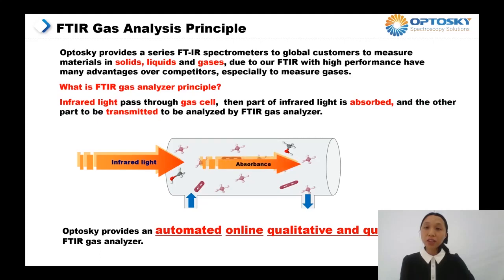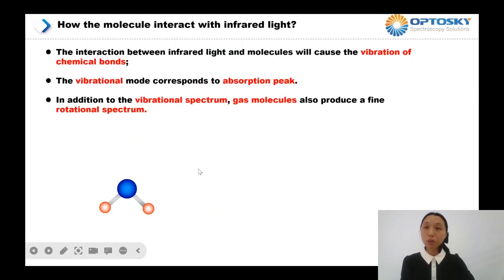Firstly, infrared light passes through a gas cell, and part of the infrared light is absorbed while the other part is transmitted and analyzed by the FTIR spectrometer. We provide automated online qualitative and quantitative FTIR gas analysis. So this is the basic principle. Then you may ask how molecules interact with infrared light.